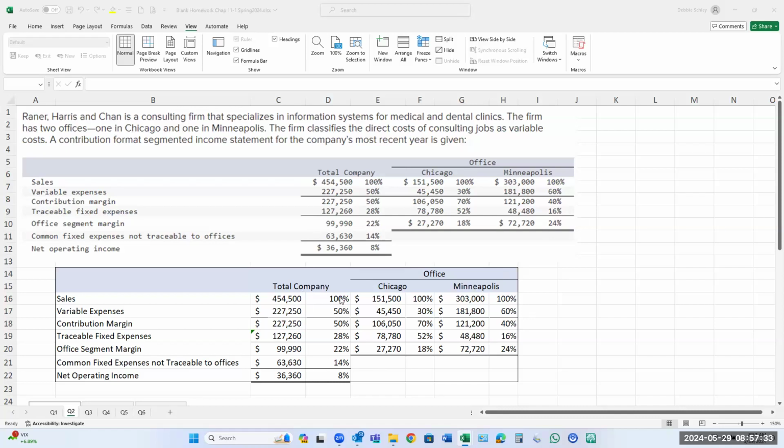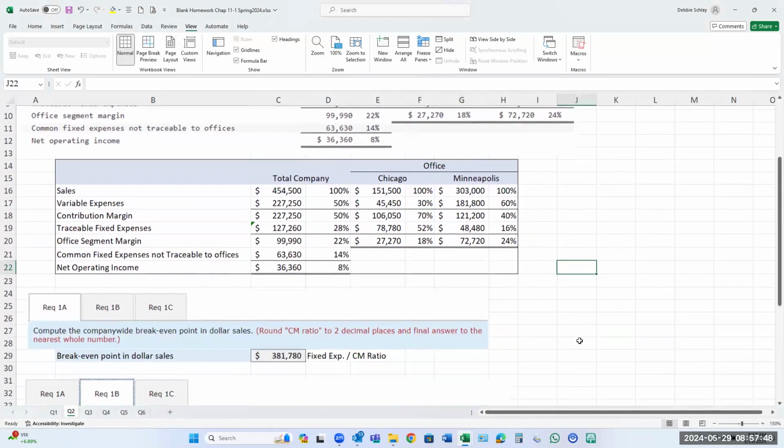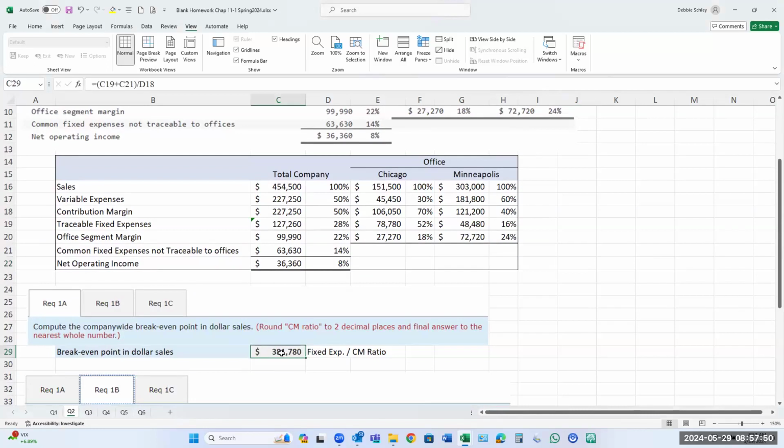They also give us the ratios, right? The variable expense ratio for total company, for the Chicago office and for Minneapolis office. So again, I just copied all that straight down into here. So required 1, sorry.